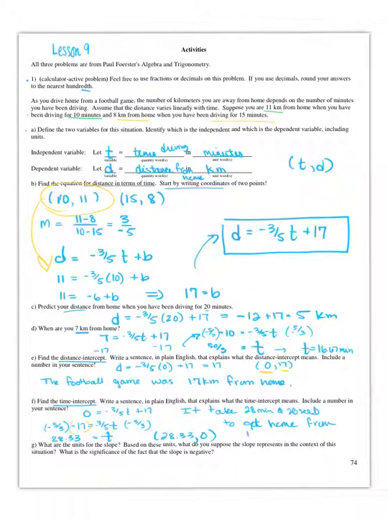What are the units for slope? So remember, our slope formula is our difference in our dependent variable over our difference in our independent variable. So our units are going to be kilometers over minutes. In our problem, our slope represents the speed at which we're traveling. And it's negative because the distance from home is decreasing.